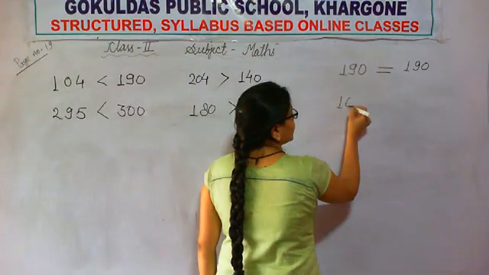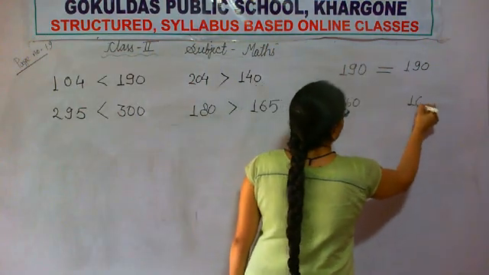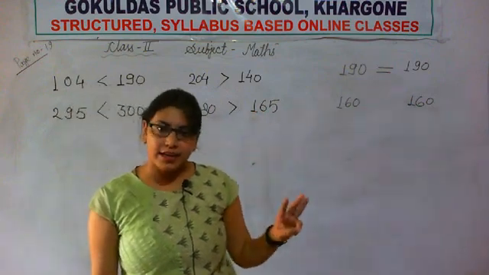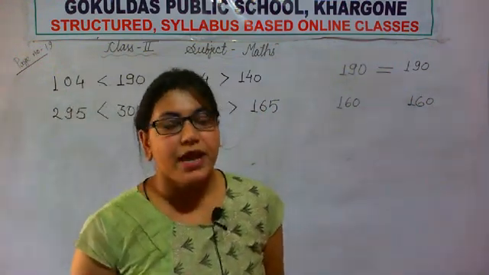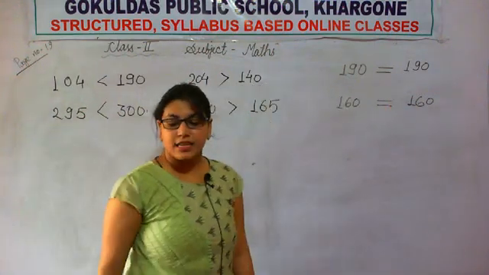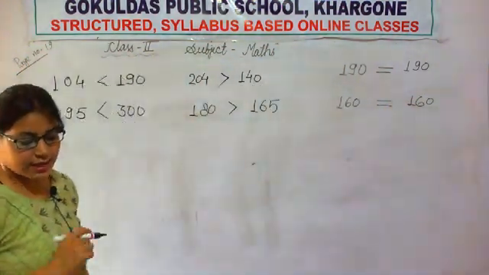Now the next one is 160, 160. Again both the numbers have 3 digits and all the 3 digits are same. It means the numbers are equal. 160 is equal to 160.